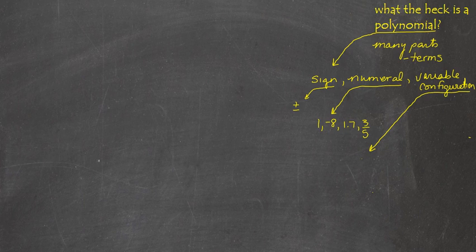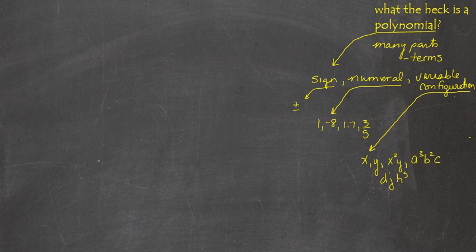So for example, we're used to the variable configuration x or y, but it could be a combination. It could be x squared y or a cubed b squared c or d j h to the 5th power, some configuration of variables.